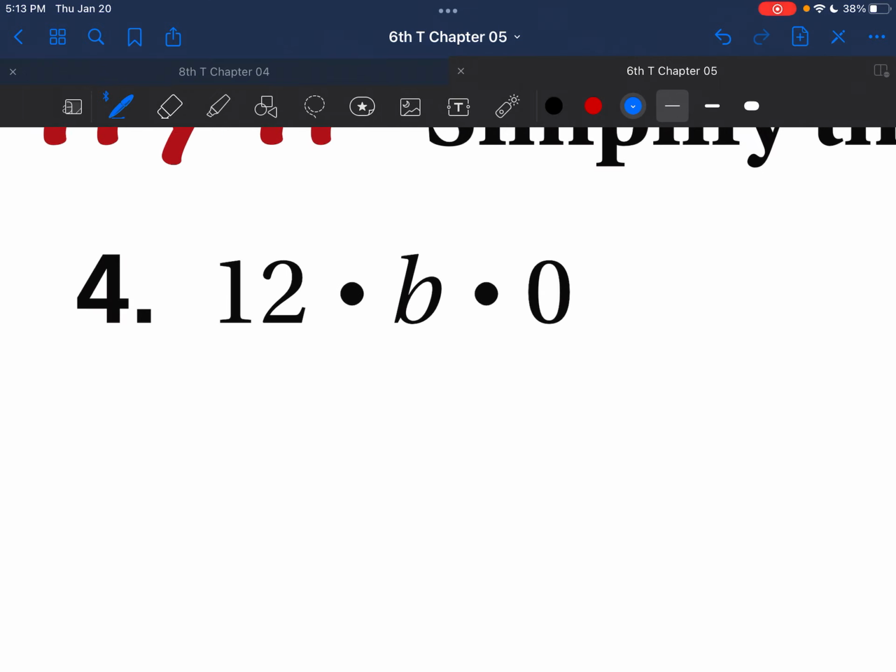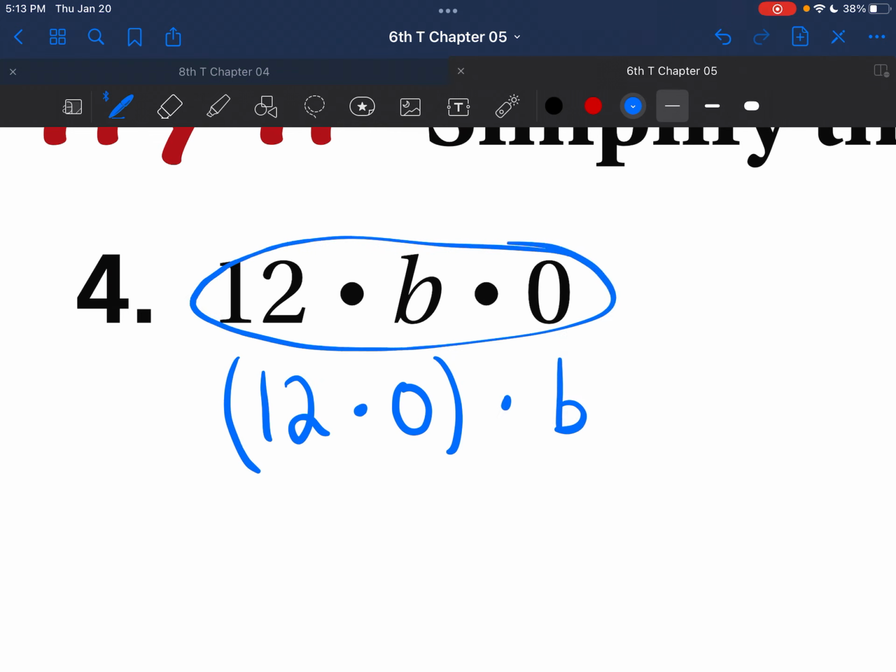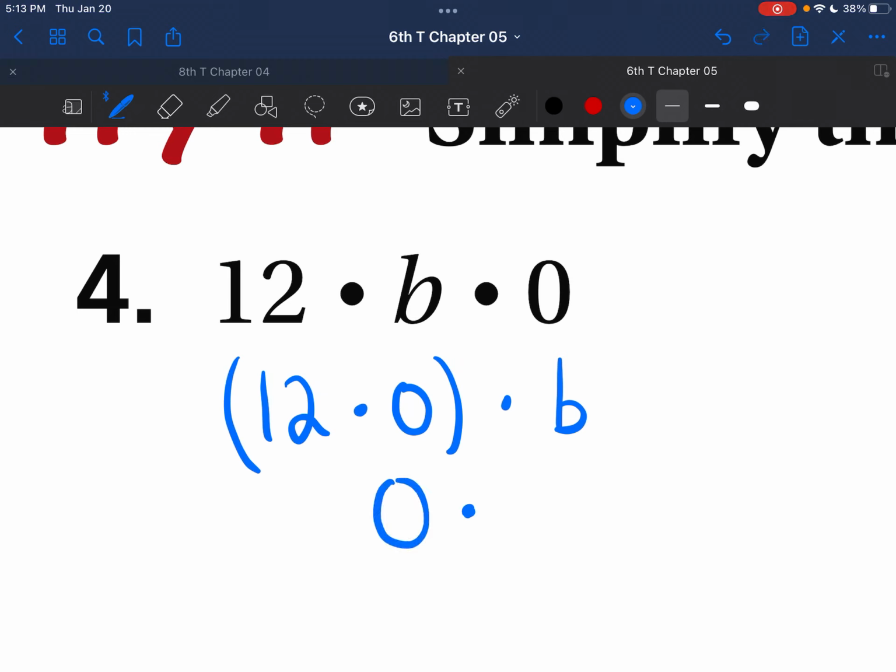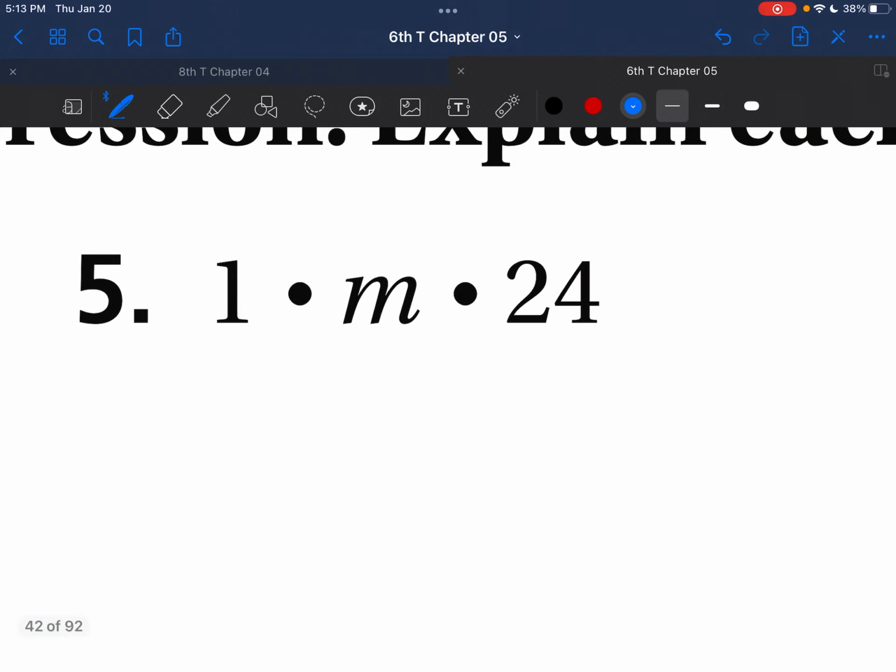Let's try this one out really quick. Let's do some commutative and associative properties first. I'm going to rearrange the grouping: 12 times 0, like this, times b. By the way, I do want you to write this down first. 12 times 0 is 0, and 0 times b is also 0. Good.